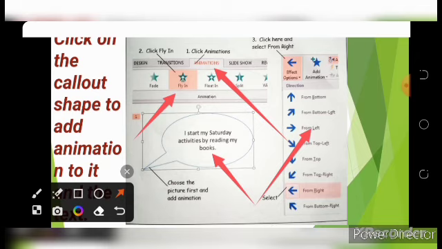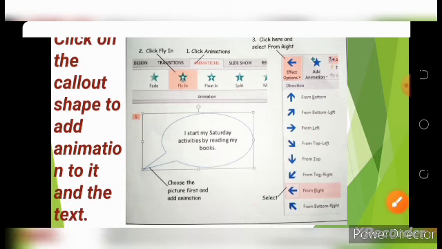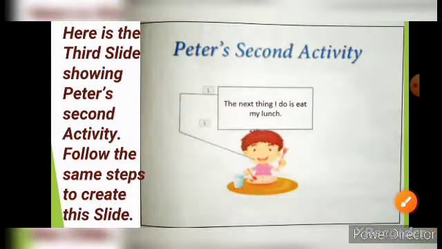Okay, now I think we are going to see what we have next. This is Peter's second activity, the third slide for Peter's second activity. We remember we're talking about creating a second and third slide. Now this is the third slide. We have already completed the creation of the second slide by showing how Peter read his book.